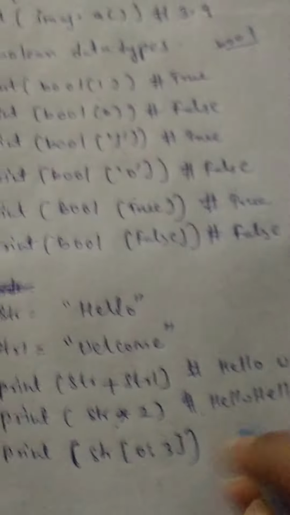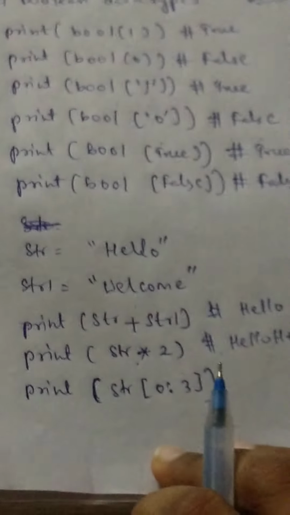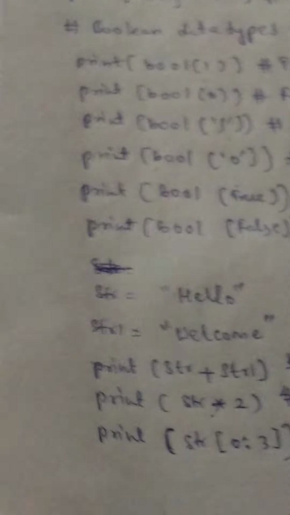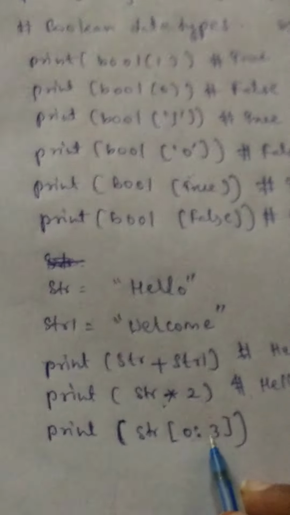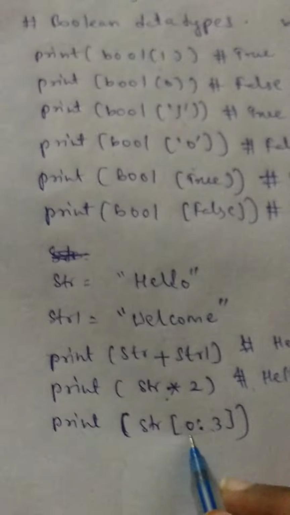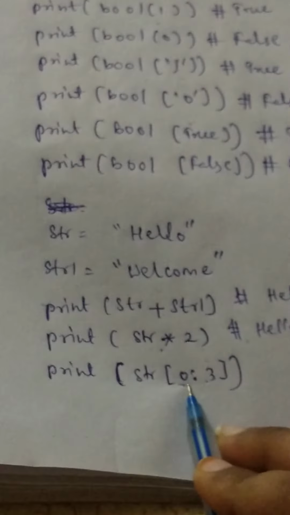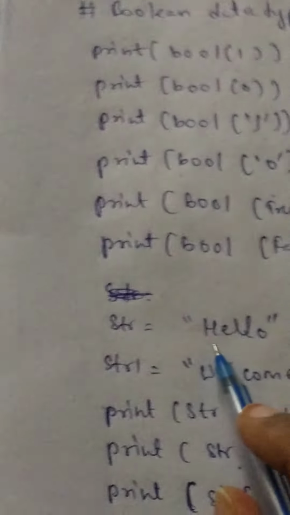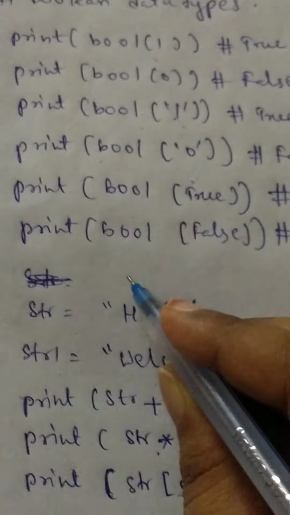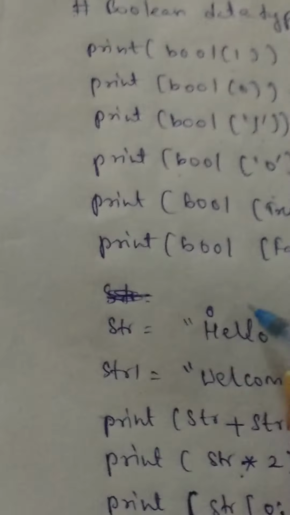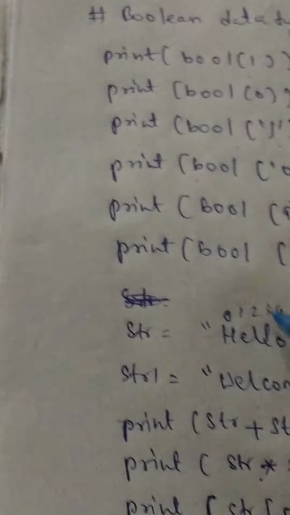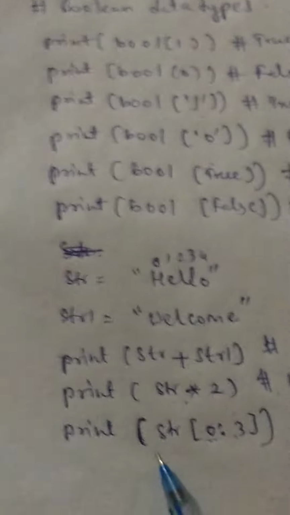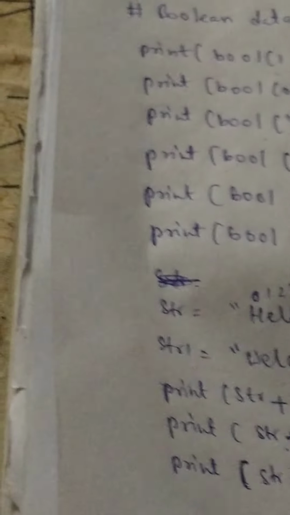Now I have told you that we can access strings by using the slicing operator. The slicing operator is always enclosed in square brackets, and we have given the limits. The first value 0 is called the start value, where the slicing should start, and 3 is the end value, where the slicing should end. If we take the string hello, we know that we always give the index values starting from 0, 1, 2, 3, 4. Here we have given 0 to 3. That means we will get the output as H E L.